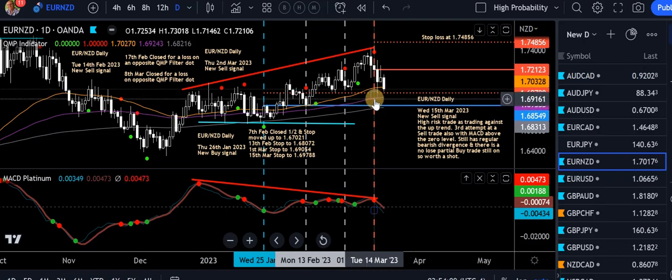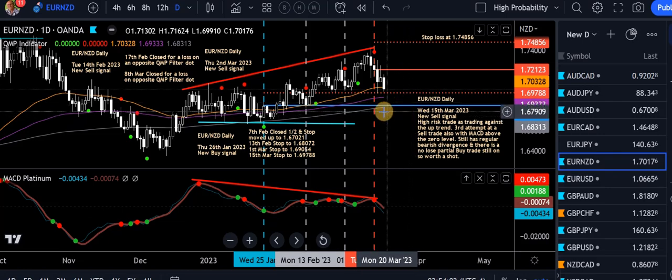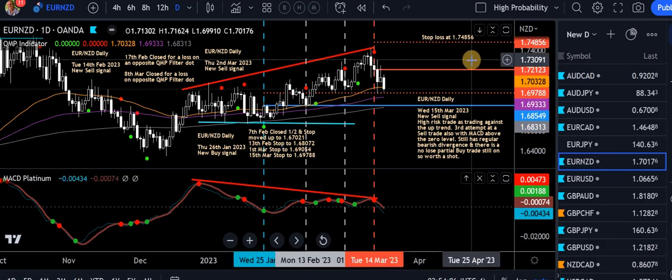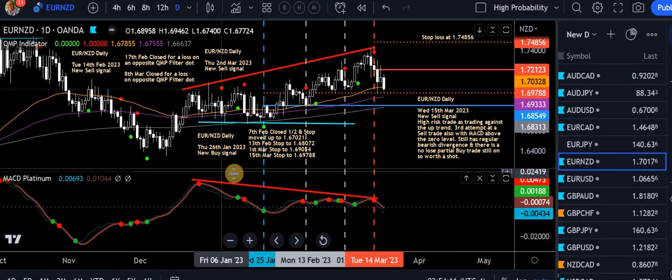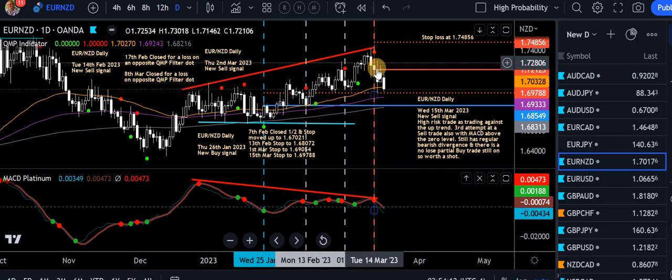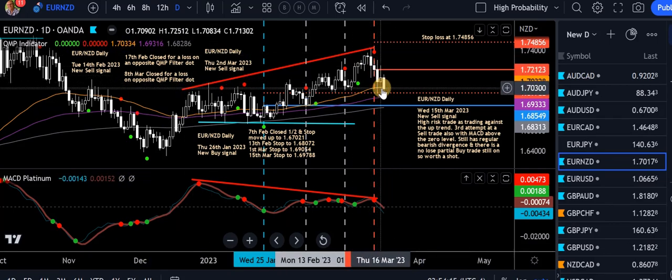So no big deal. Now we took a sell on the 15th of March. So this one here. High risk trade, trading against the uptrend. You can see the moving averages are heading up. Price is slowly heading up. We've got this big regular bearish divergence. High risk trade, as I said, take the sell.